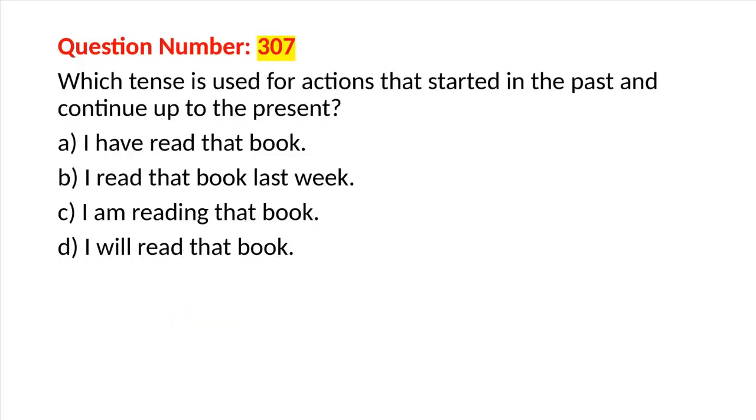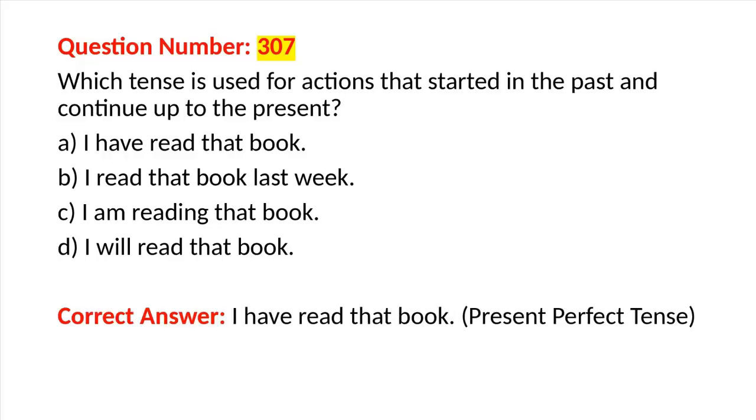Question number 307. Which tense is used for actions that started in the past and continue up to the present? A. I have read that book. B. I read that book last week. C. I am reading that book. D. I will read that book. Correct answer, I have read that book. Present perfect tense.